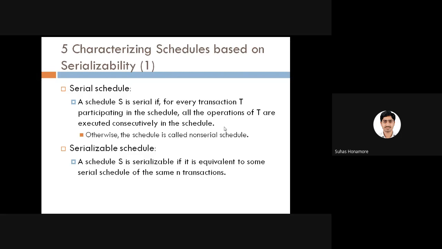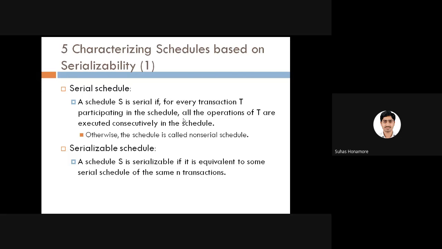We'll execute T1 first, then all the operations in T2, then all the operations in T3, then all the operations in T4. So we're executing all the transactions serially. We're not doing any interleaving of the operations at all. This schedule we'll call a serial schedule.